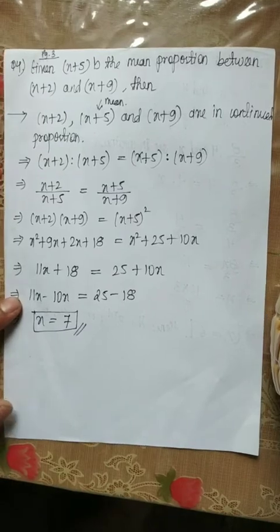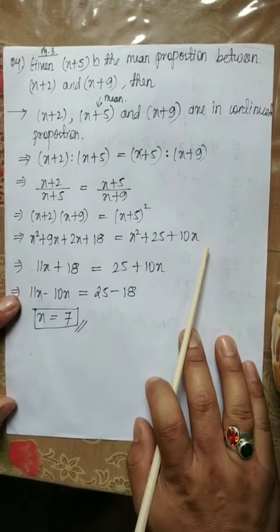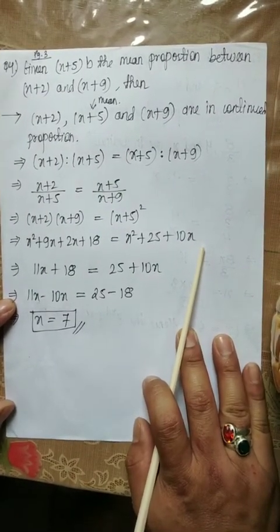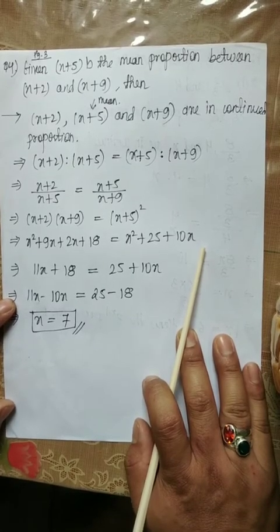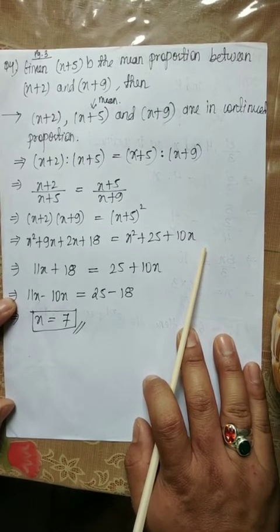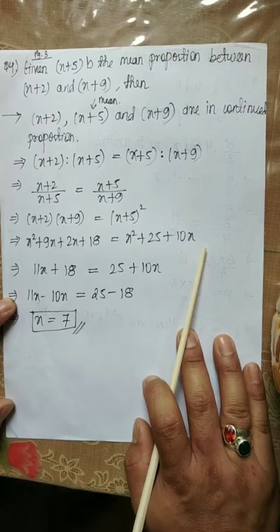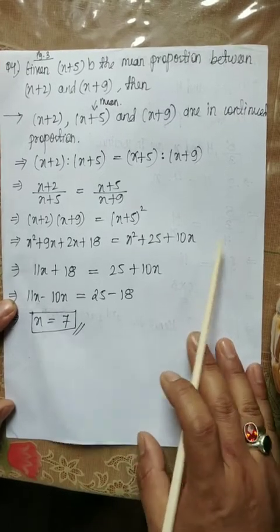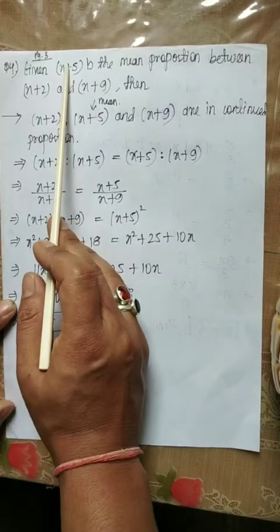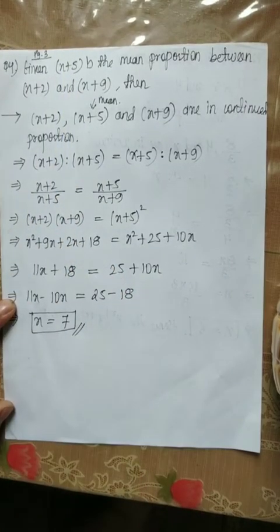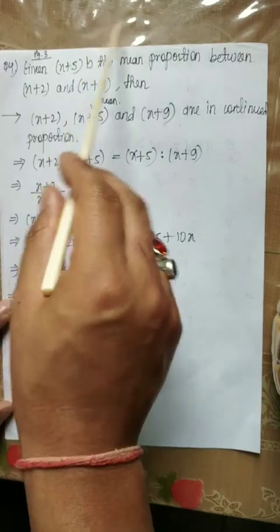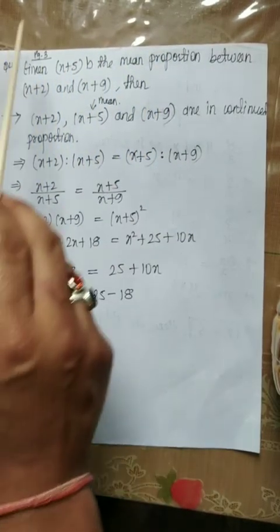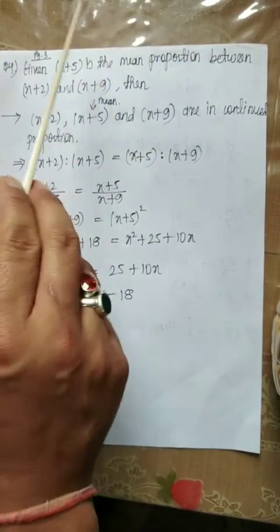Okay, let's move to question number 4. Question number 4 and question number 3 are similar, so I'm taking question number 4. Given that x plus 5 is the mean proportion between x plus 2 and x plus 9, find the value of x. It's given clearly that x plus 5 is the mean proportion. When we did continued proportion, A, B, C are said to be in continued proportion if A is to B is B is to C, then B is called the mean proportion, isn't it?